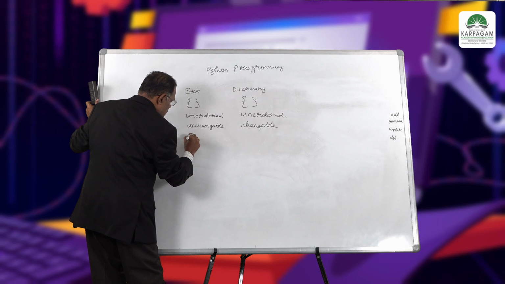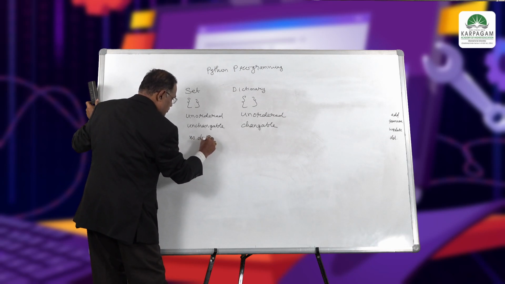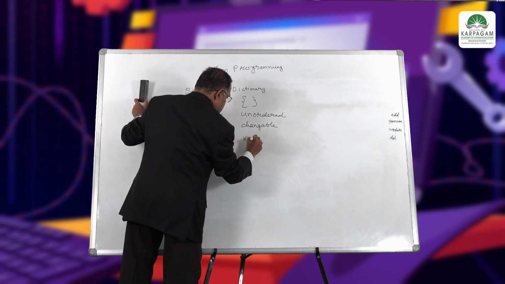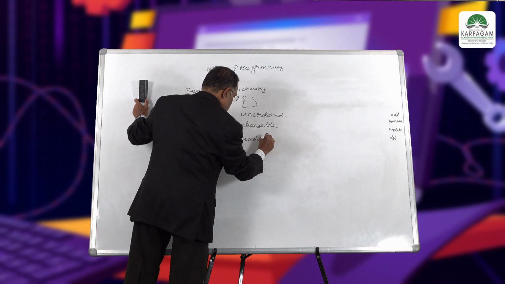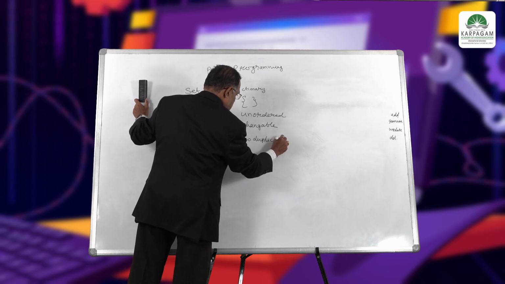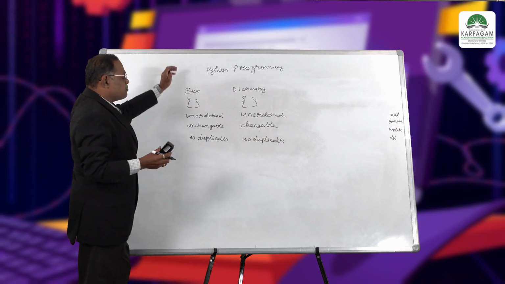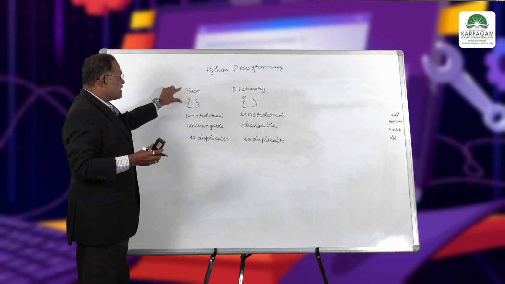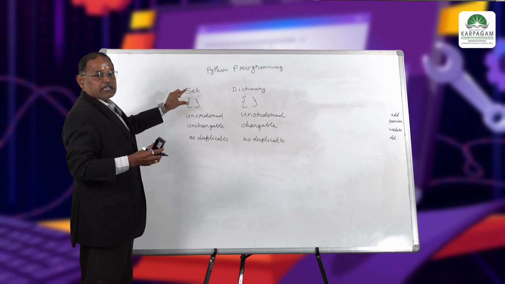Then no duplicates. No duplicates. This is the basic concept of a set and dictionary. The set and dictionary start with curly braces.